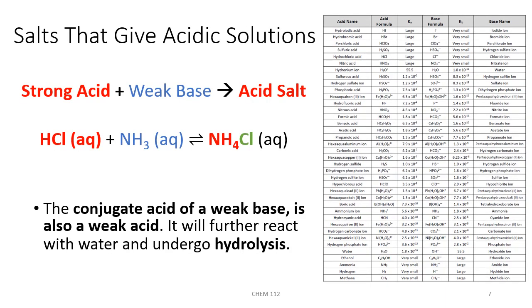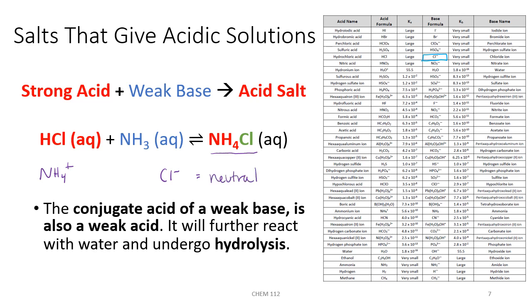Salts that give acidic solutions. So this would be from the reaction of a strong acid, which is the stronger partner, and a weak base. That'll give us an acid salt. An example is hydrochloric acid plus ammonia, and that would form ammonium chloride. So ammonium chloride has two components. It has NH4+ as the cation, and it has Cl- as the anion. So if we find chloride on our acid-base ionization chart, chloride is at the top here. It's the conjugate base of a strong acid, and therefore it's going to be neutral.